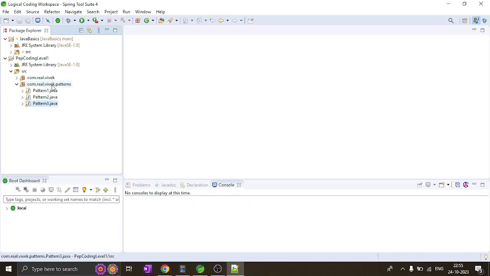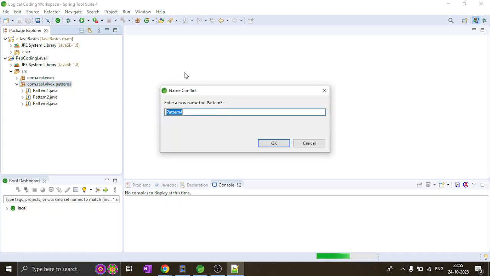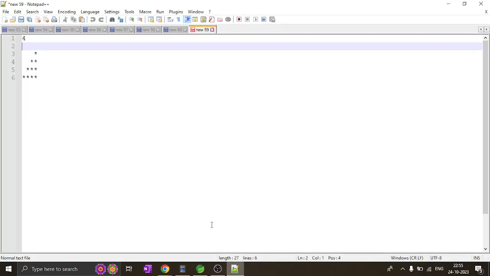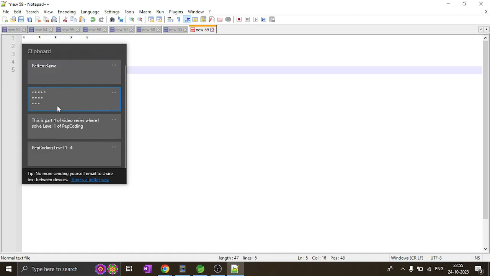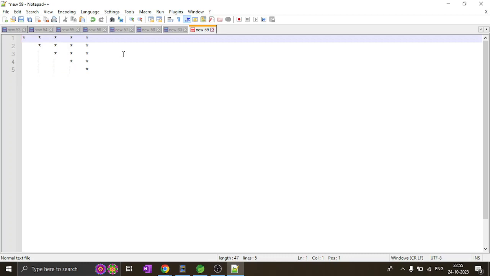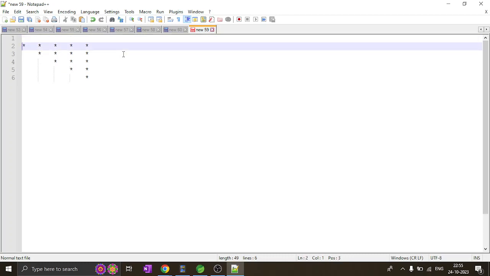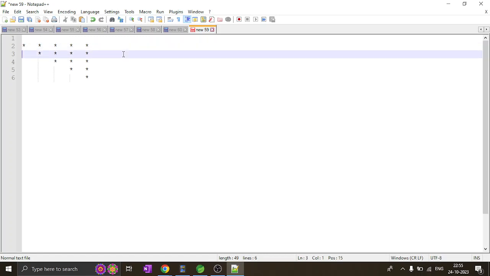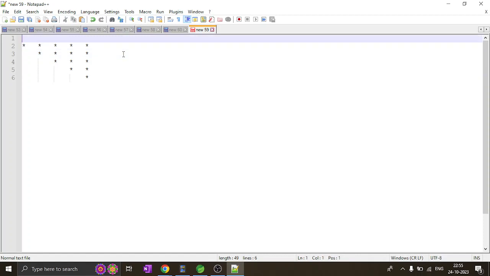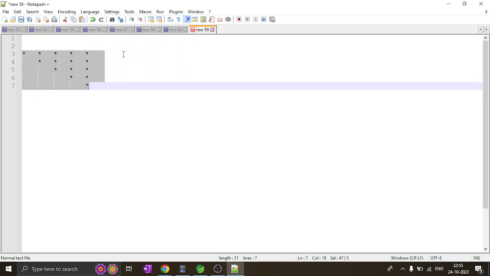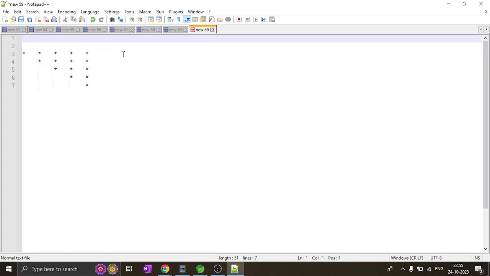Let me create a class with the name pattern 4. So this is the pattern that we want. We'll solve it using two approaches, the matrix one and the conditional approach also. So we have I is equals to 1, 2, 3, 4, 5. Sorry, n is equals to 5 here.